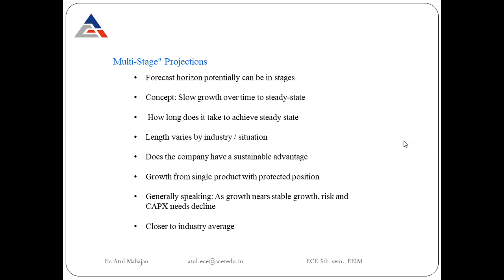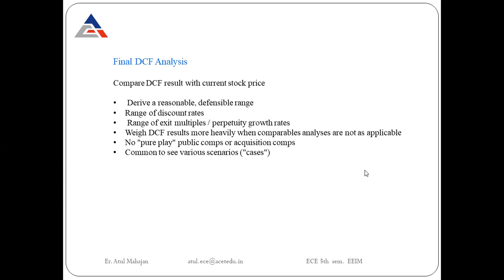Generally speaking, as growth nears stable growth, risk and capacity needs decline. We need to have stable growth, then the risk and capacity needs decline. The risk becomes less if the growth is always stable. It is always closer to the industry average rate, which it approximates for the multi-stage projections.